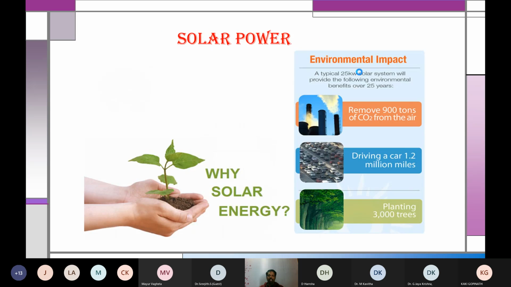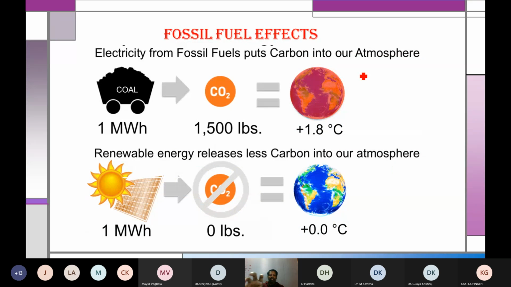Now I'll give you a small comparison between fossil fuel and solar panel. Just one example: if I want to generate 1 megawatt hour of power using coal, when I'm burning fossil fuel, the first thing is there will be a lot of emission. The second is it will increase the temperature, so global warming will be there. These numbers are taken from reference papers.